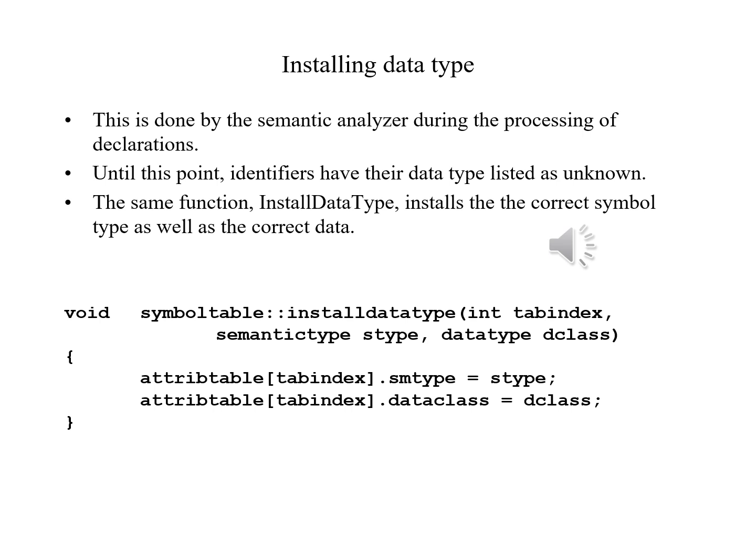Installing data type is done by the semantic analyzer during the processing of declarations. Until this point, identifiers have their data type listed as unknown. The same function, installDataType, installs the correct semantic type as well as the correct data type.